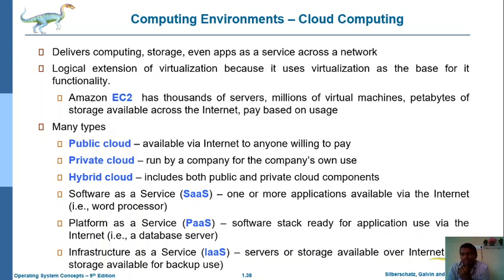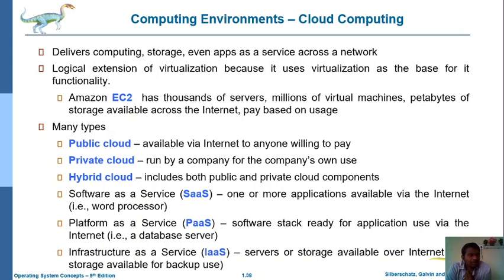And private cloud means that particular infrastructure or service can be accessed by only one specific organization, only that particular organization. So that is nothing but private cloud. Hybrid cloud is simply a combination of both public cloud and private cloud.